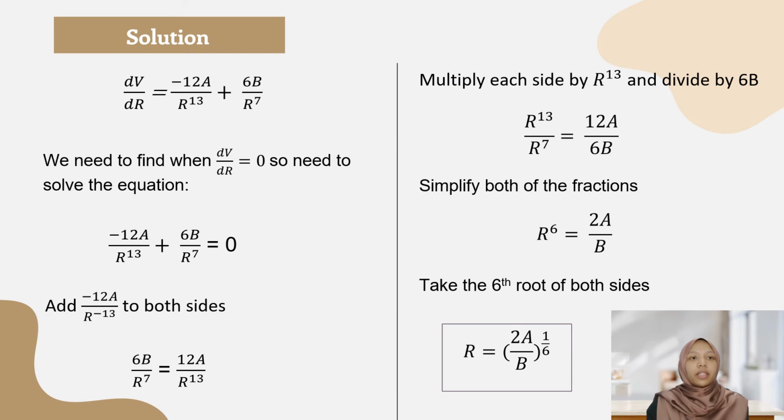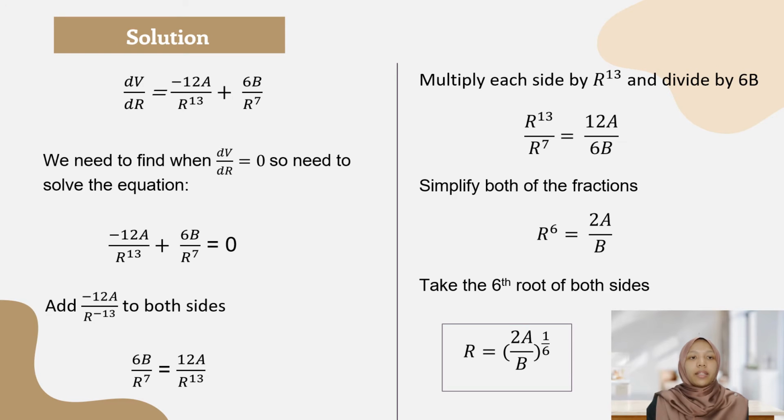To find the minimum V, we need to differentiate it and then set it equal to 0, dV/dr = 0. Then the value of r will be where the potential is at a minimum. Differentiating V with respect to r gives dV/dr = −12A/r¹³ + 6B/r⁷. We need to find where dV/dr = 0, so we need to solve this equation: −12A/r¹³ + 6B/r⁷ = 0.